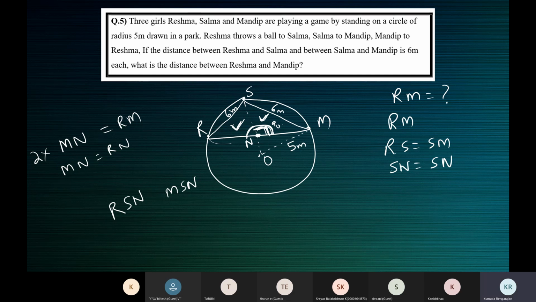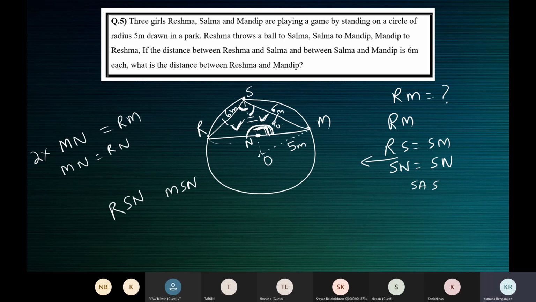So we need to find out something else before we prove that these two triangles are congruent to each other. Before you start that, you need one more piece of information. Since we have these two equalities, RS is equal to SM, that is, this side is equal to this side, and this is the common side, we can prove that this angle is equal to this angle so that it will make the SAS congruence rule. So we need to prove that this angle is equal to this angle.